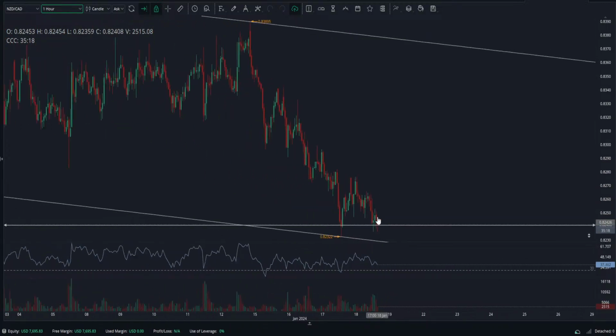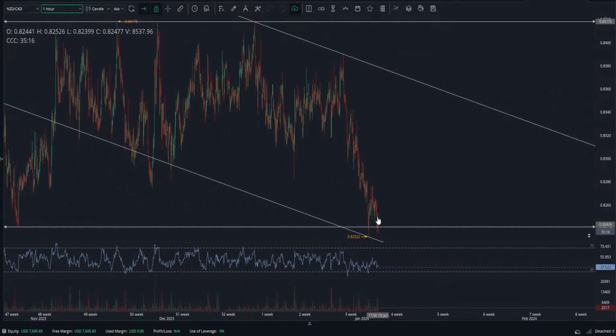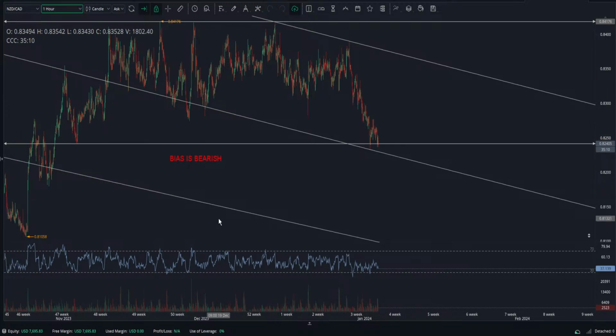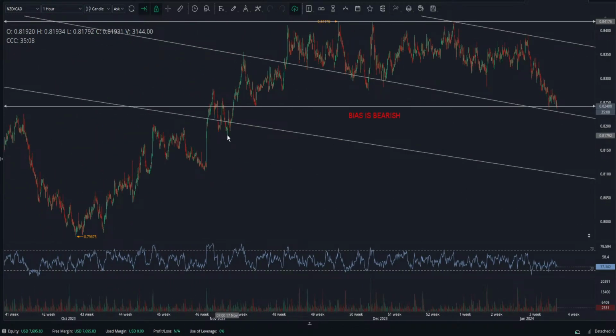All right, bias is bearish. Yes, the price has traded below this. It will keep going down now. The next targets you can expect somewhere here around 0.8179 area, thereafter around 0.8105, and so on and so forth.